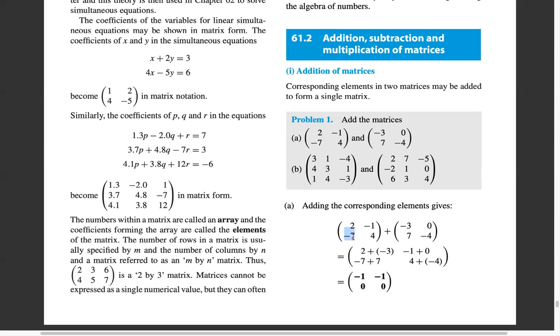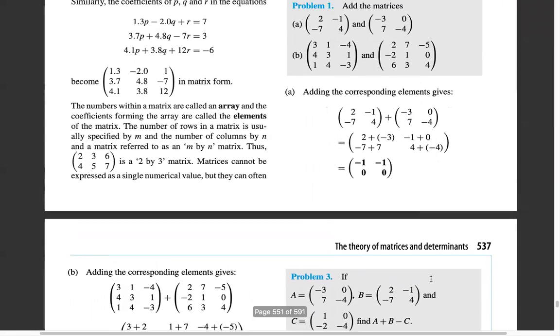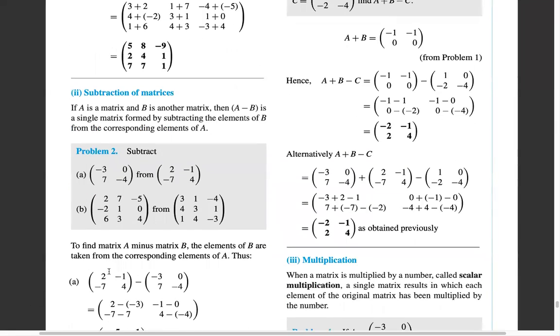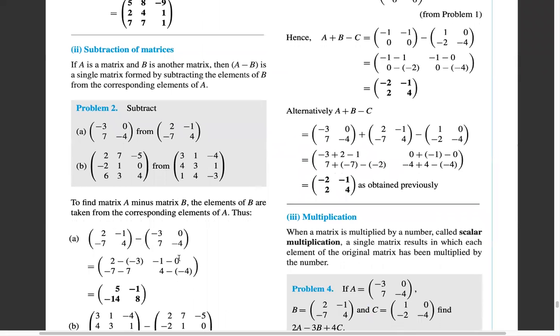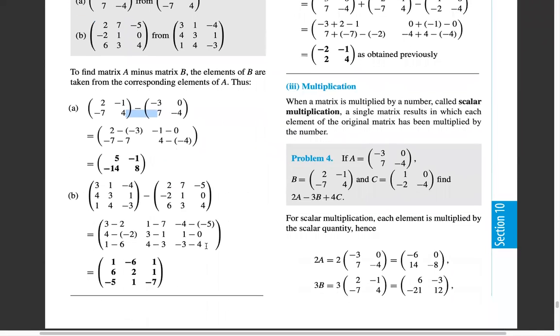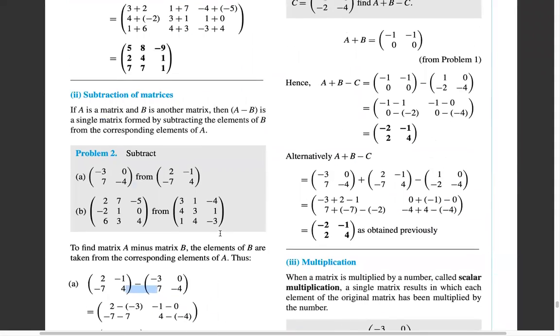This -7 is row 2, column 1. So row 2, column 1 and row 2, column 1. It's kind of easy for 2 by 2 matrices. Just add corresponding elements and you're good to go. Subtraction is addition, right? So to subtract 2 matrices, you're really adding them, adding negative numbers essentially. So it's the same thing, corresponding elements. You add them. Again, we really wouldn't get into 3 by 3. We stick to 2 by 2 for this course.